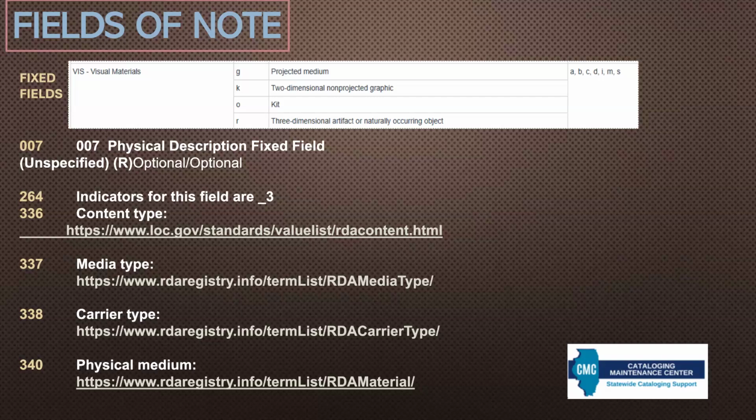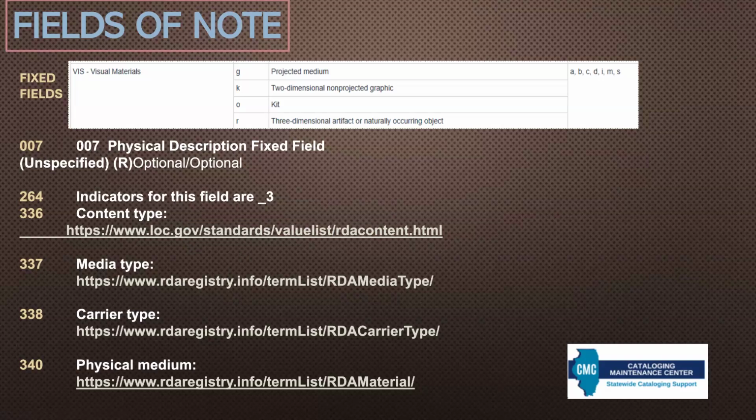For the 264, for the items we're talking about today, they're manufactured, not published. So the indicator should be undefined and then a 3. Okay, for the 336, the content type, I did include the link here for the value list that you can look up, and it'll tell you what kinds of content you can put on there. For media type, the media type is unmediated, but here is another link for where you can go to find the mediated, or to find the other values.